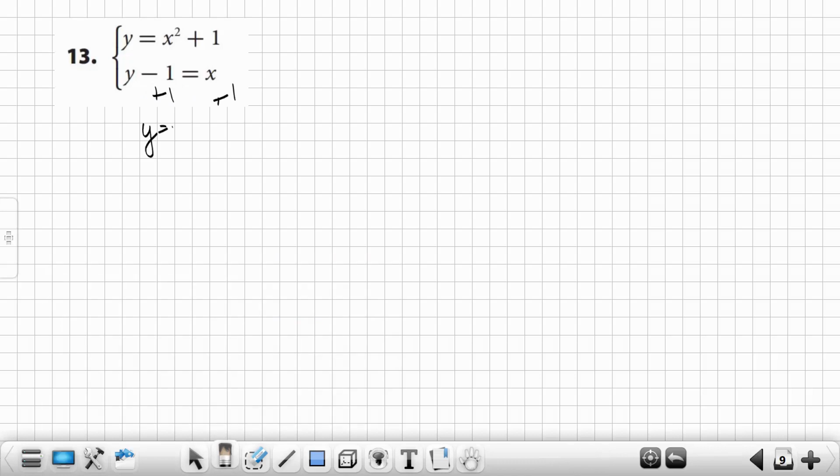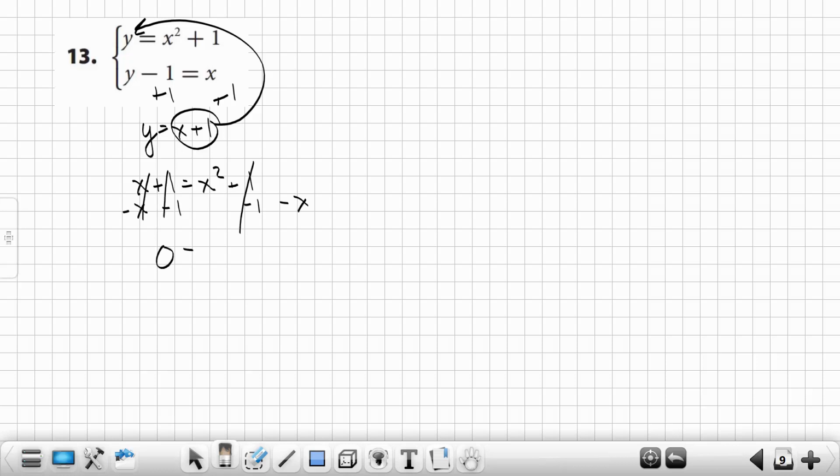So y equals x plus 1. I'm going to take that, plug it into y. x plus 1 equals x squared plus 1. Subtract 1, subtract x. Cancel, cancel. Those cancel too. I get 0 equals x squared minus x. This goes back to that workbook problem, number 9.